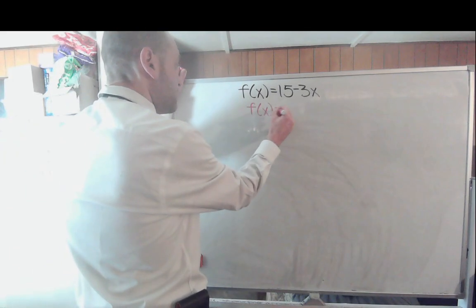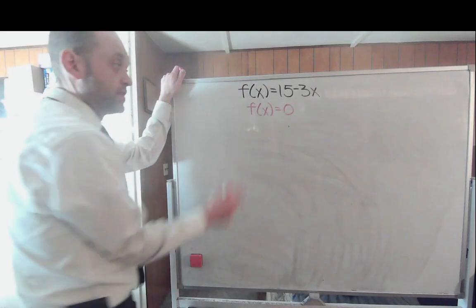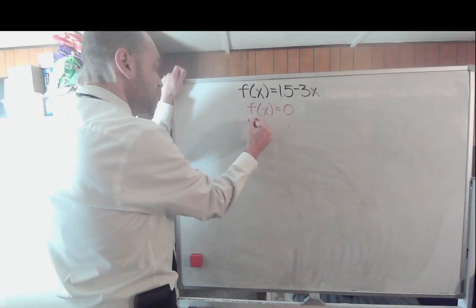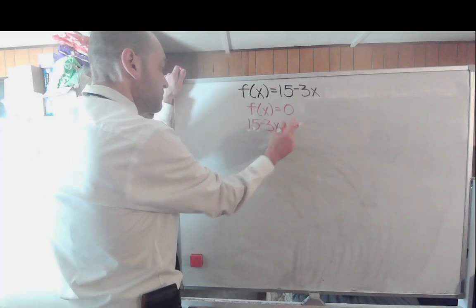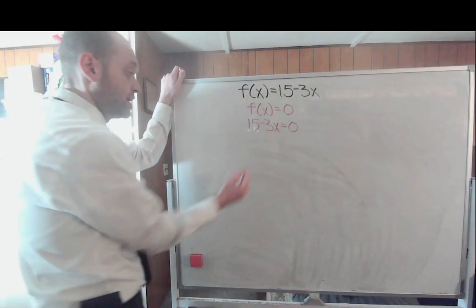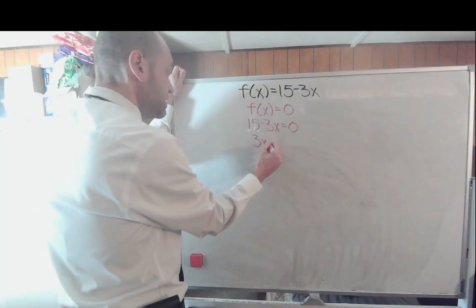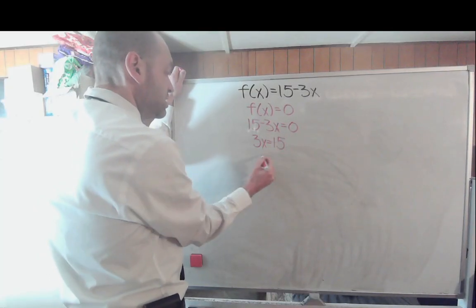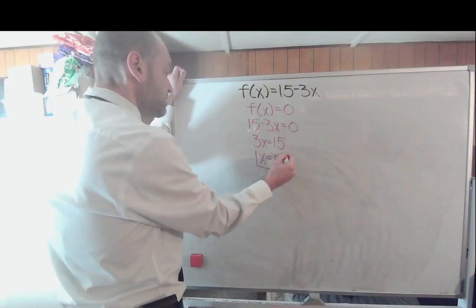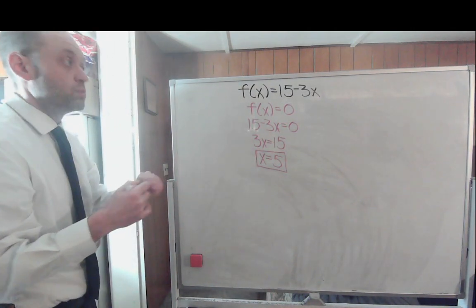If you want to find where the value of the function itself equals 0, that means you would substitute that 15 minus 3x in for the f of x. That would equal 0. Then just solve for x. So you would get 3x equals 15, which would give you x equals 5. So when x equals 5, f of x would equal 0.